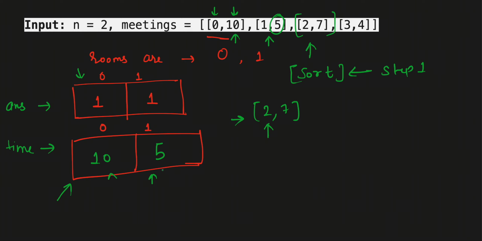Now I came to this and I can see 5 is also greater than 2. So I cannot occupy this particular room, because the meeting will get over at 5 and my starting time is 2. So this meeting got delayed. Now, what does delayed mean? Like there are no available rooms. I need to delay this particular meeting.